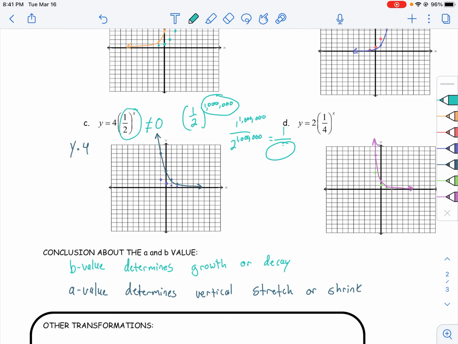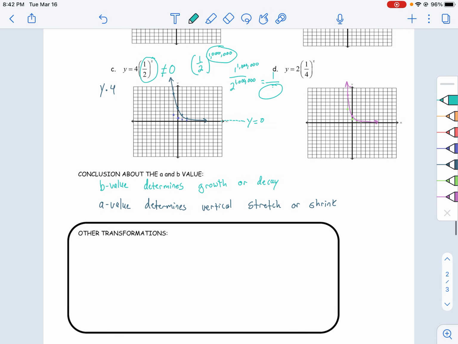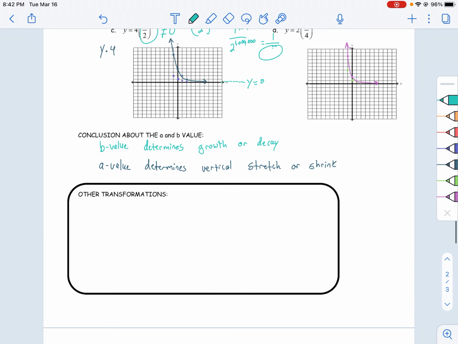Whatever number you plug in for x, whether it's 1 million, 1 trillion, 1 billion, it's still going to have some decimal value. So it's not quite going to be 0. That's why it has a horizontal asymptote at y equals 0. It's always going to get closer and closer to 0, but it's never actually going to touch or cross that value, right? So that's why we have a horizontal asymptote. So let's think about some of the other transformations that we have for this graph.